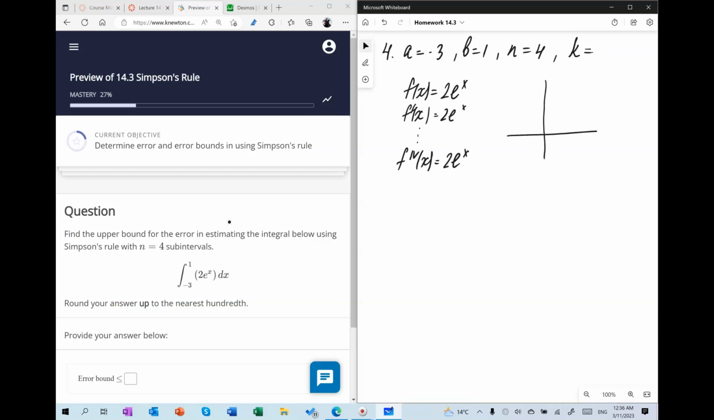And once again, we're lucky that this is a monotone, strictly increasing function, so it reaches its minimum at -3 and reaches its maximum at 1. So it makes sense to set K to be equal to the output of the fourth derivative at 1. So it's just 2e, and now we're plugging in all the ingredients into the formula.